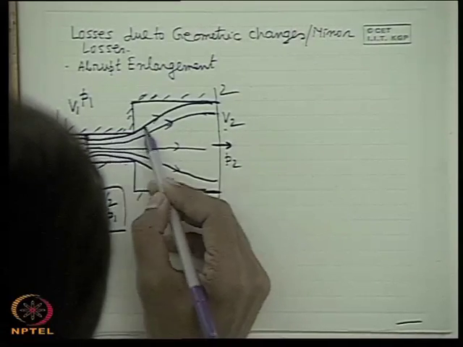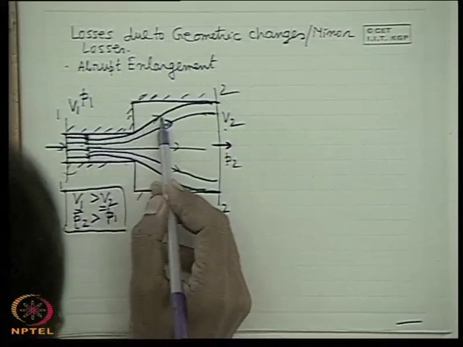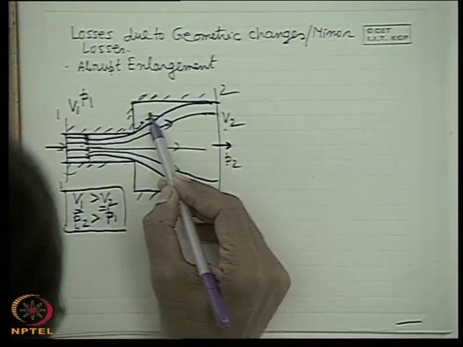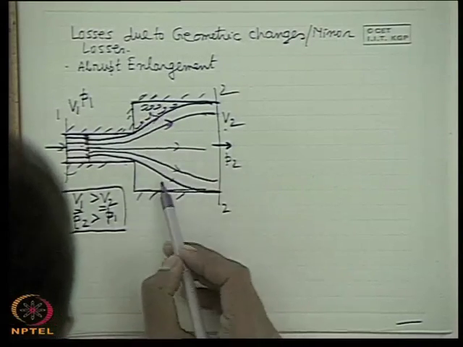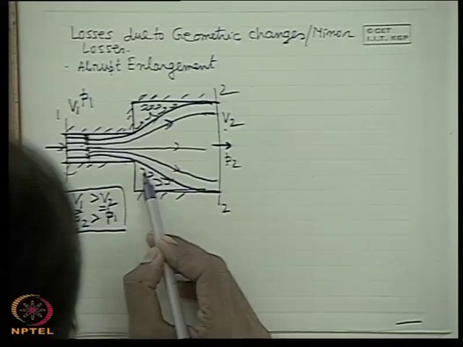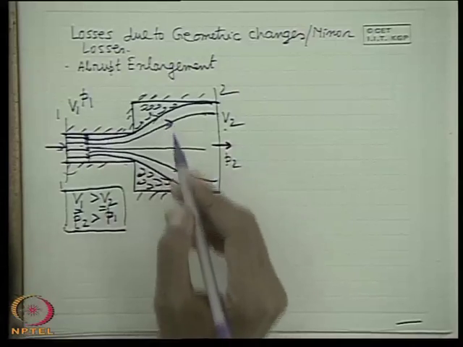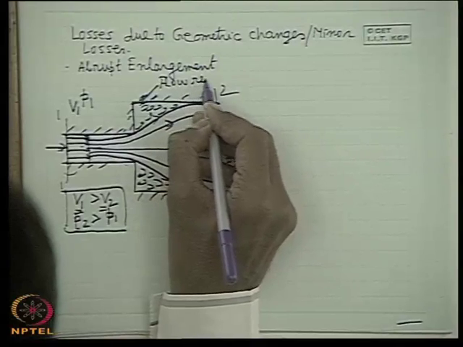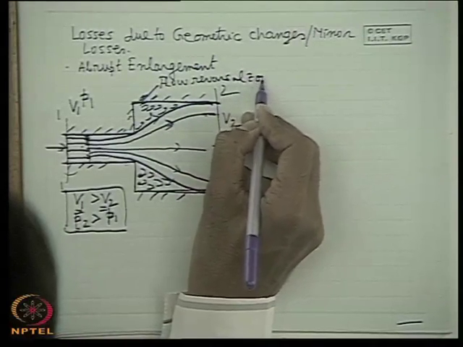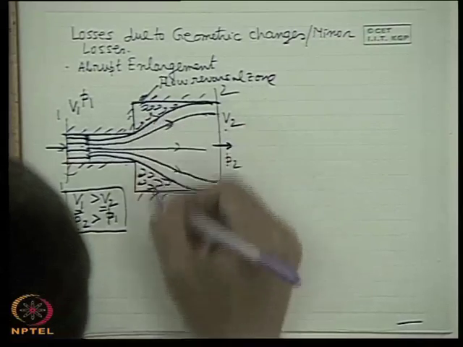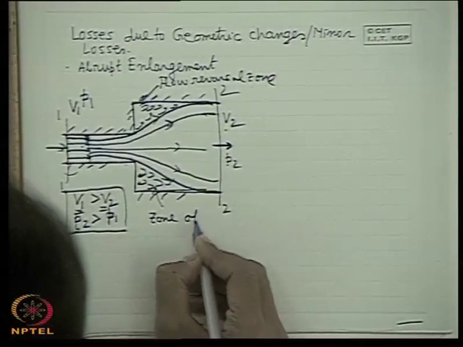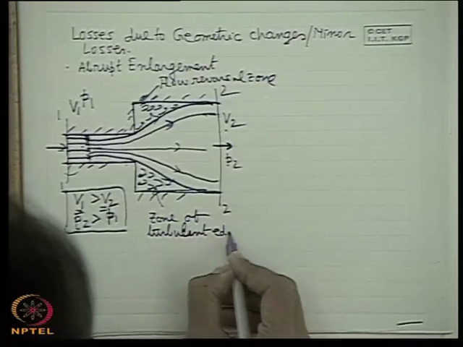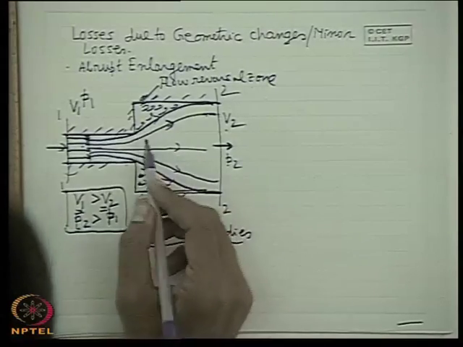Now, we consider what happens when the fluid flow cross-sectional area, that is, the cross-sectional area of the stream tube, diverges. When it is diverging, what happens? It is found in practice that in this corner, there is a flow reversal zone. That means the fluid particles go on flowing in the backward direction. This is the flow reversal zone. And this zone creates turbulent eddies. That's why this is known as the zone of turbulent eddies.